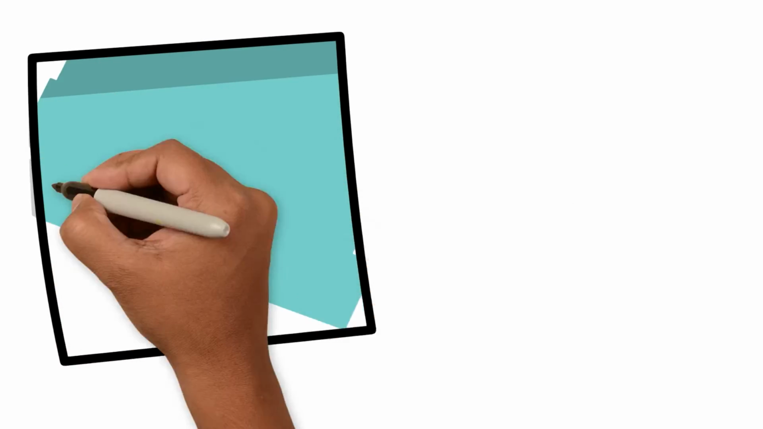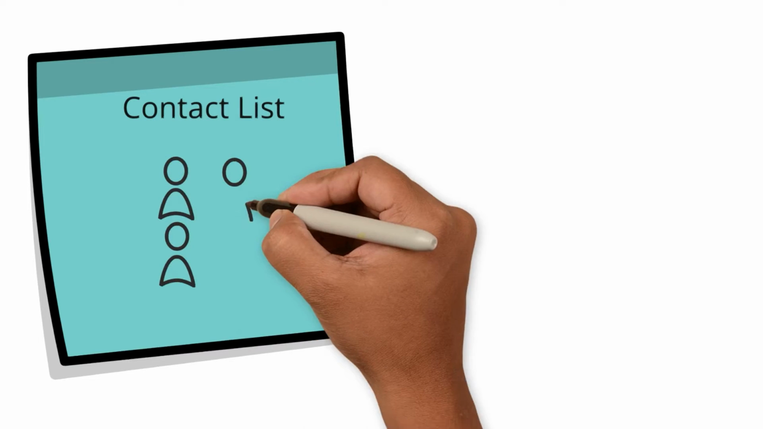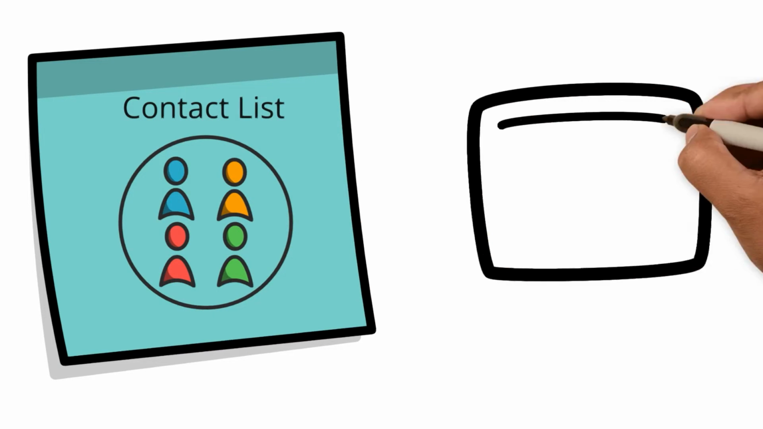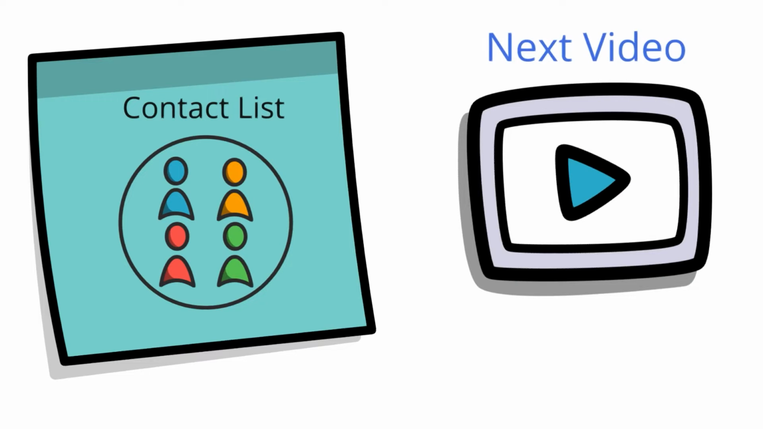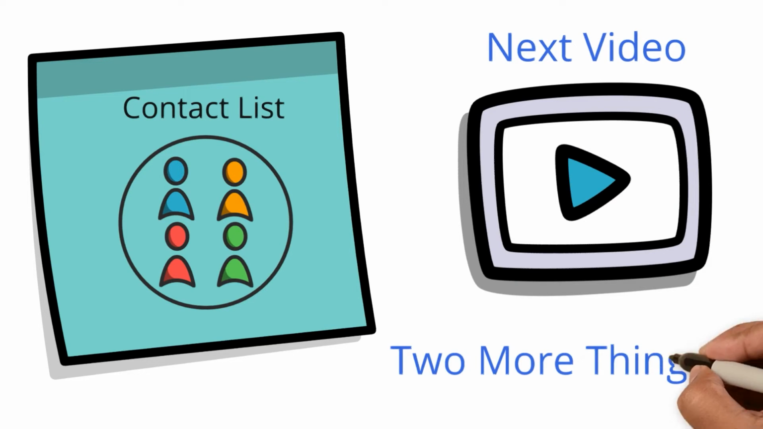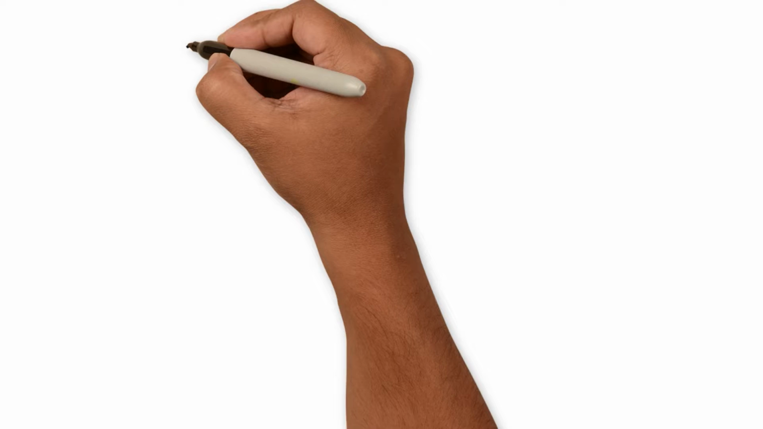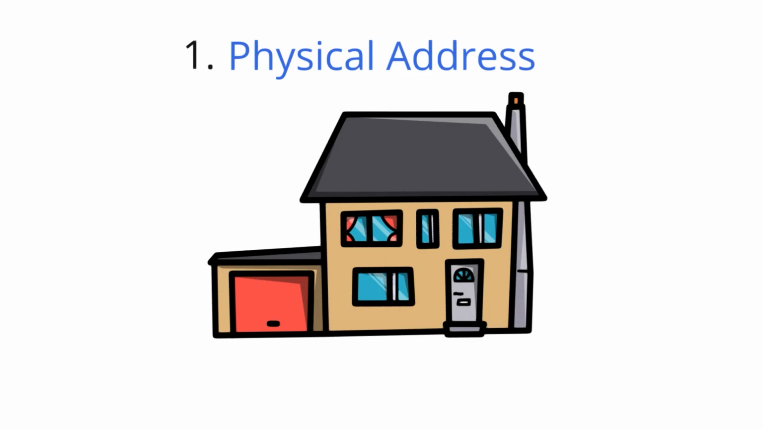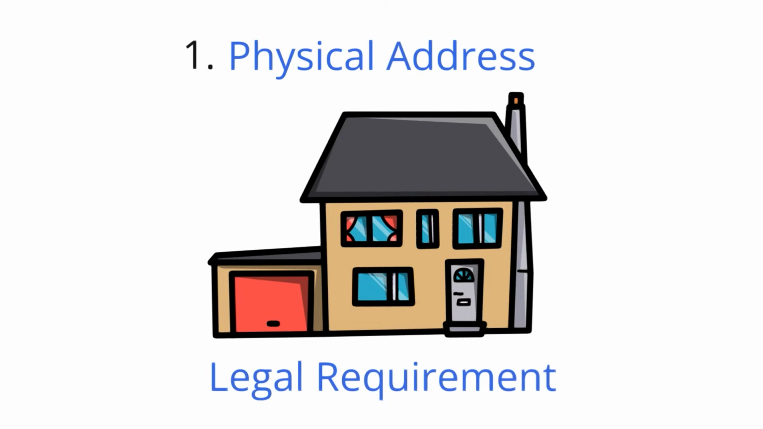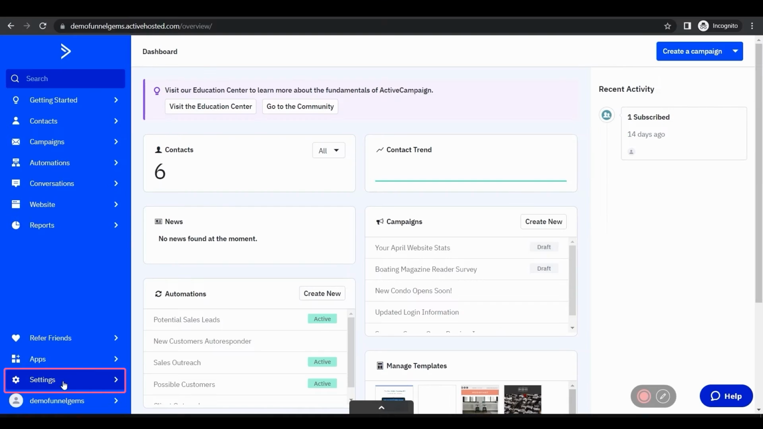Okay, so now we have our contact list and we need to add some contacts here so we can send them emails. I'll show you how to do that in the next video because we still need to do 2 more things to finish setting up our account before ActiveCampaign will allow us to send out emails. First, we need to add a physical address to our emails. This is a legal requirement for all marketing emails. So let's add an address.